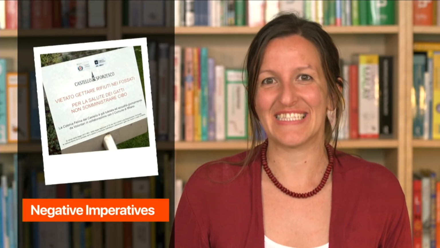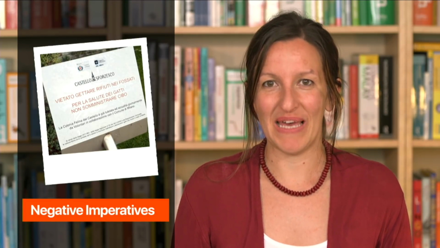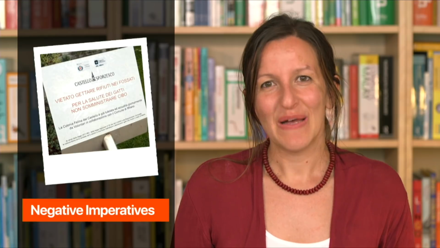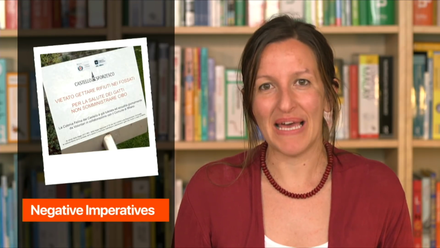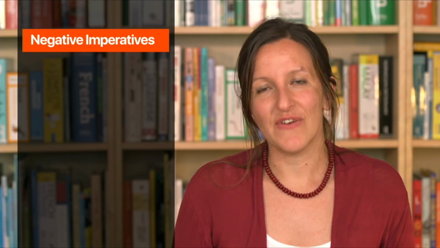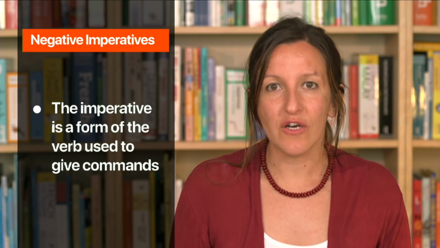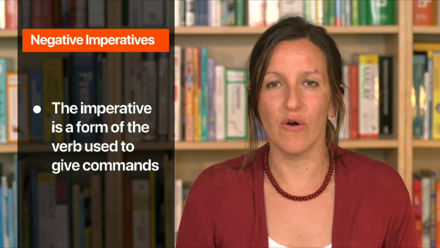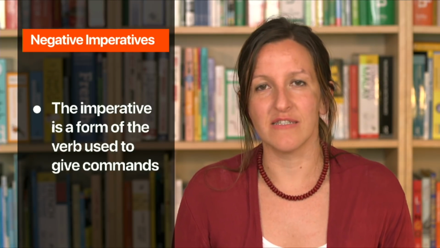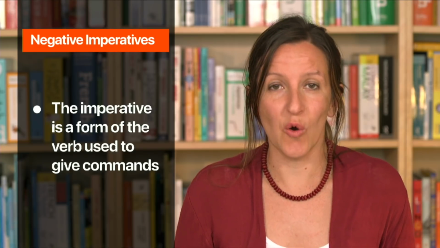What an interesting example of a negative imperative in Italian. But what is an imperative? An imperative is a form of the verb which can be used in a negative and in a positive way. For example, we can say eat, look, do, go, or don't eat, don't look, don't go.